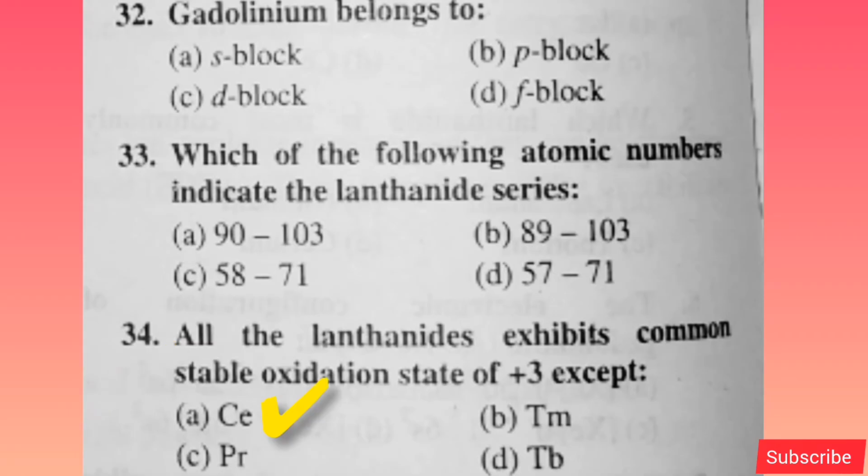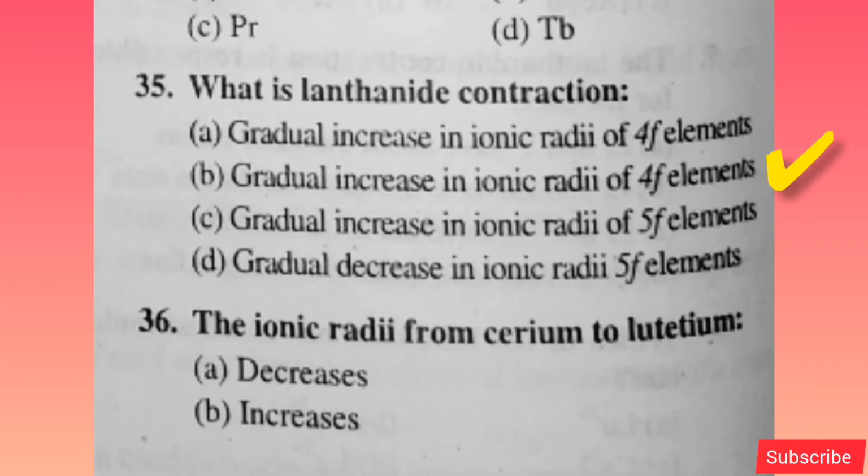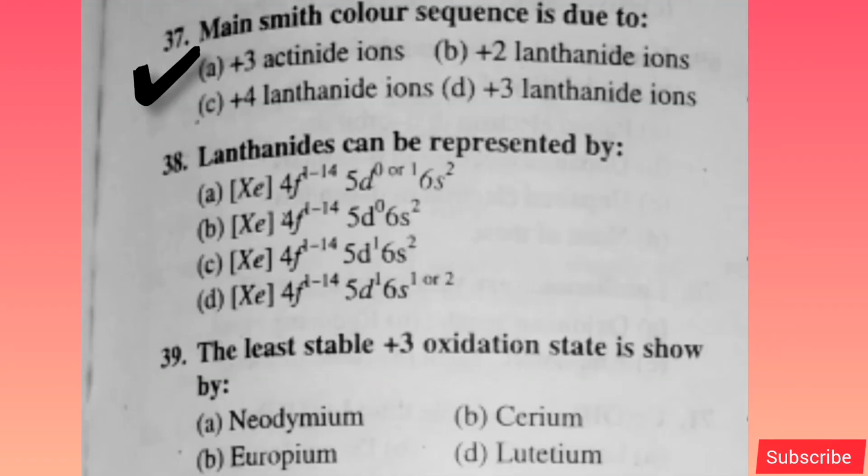Option A is correct. What is lanthanide contraction? Option B is correct. But it will be a gradual decrease, not an increase; here there will be a decrease in the ionic radii from cerium to lutetium. Option A is correct. Misch metal color sequence is due to. Option D is correct. Lanthanides can be represented by.